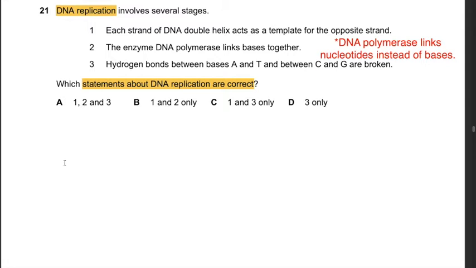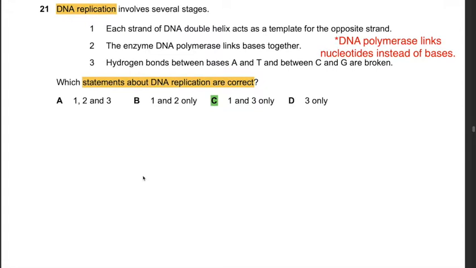Considering between option C and D. Option C and D both have 3 in it. Hence, let's look at 1. Each strand of DNA double helix acts as a template for the opposite strand. Yes, that is correct. During replication, the double strand unwinds or unzips, leading to each strand acting as a template for a new strand to be formed. Therefore, option 1 is also correct. Hence, the answer is C, 1 and 3 only.